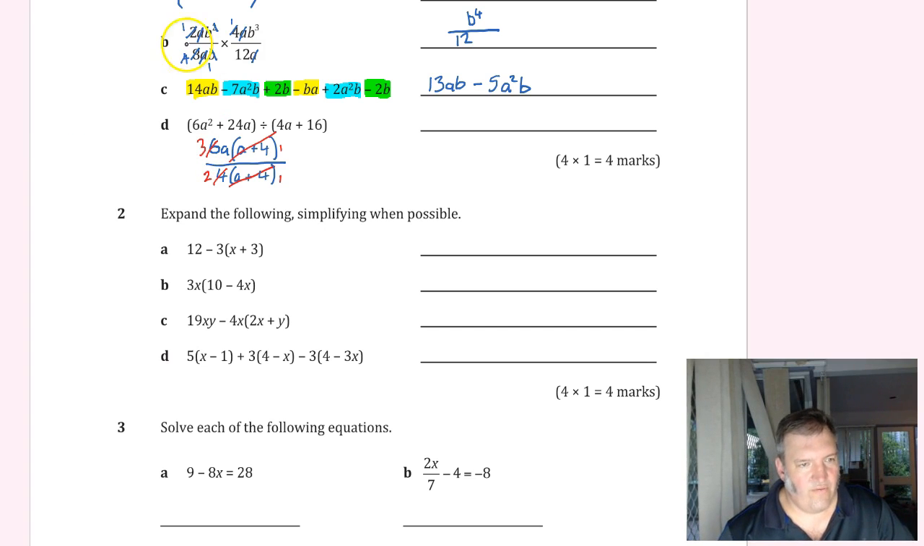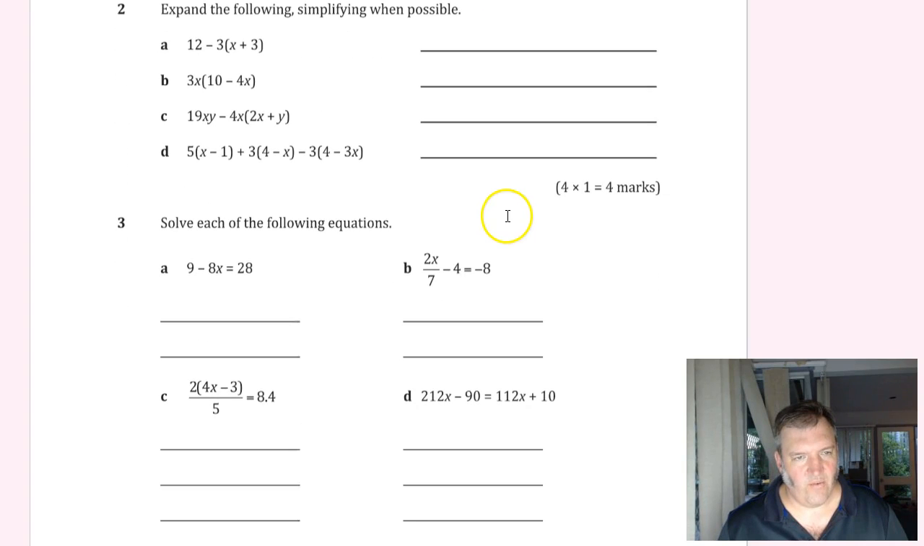So what have I got left in the numerator? 3 times a. Okay. So it's going to be 3a. And in the denominator, just the number 2 is all that's left. So that's my answer. 3a divided by 2. Alright, expand, simplifying when possible.